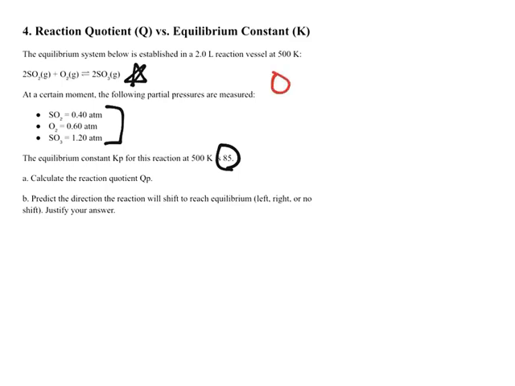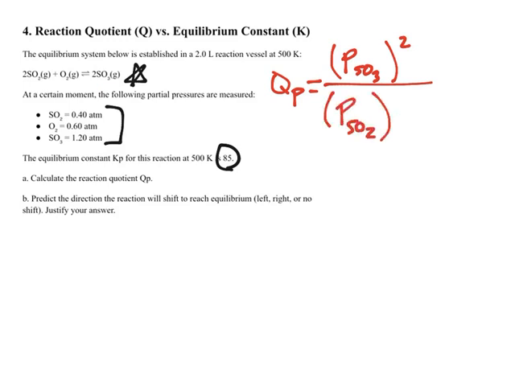So the first thing we need to do is write out our reaction quotient expression. Since they're all gases, we'll use pressures. The pressure of SO3 will be squared due to the coefficient of 2 out front, divided by the pressure of SO2 squared times the pressure of the oxygen. And now we just need to plug in these values here. Because we're not sure we're at equilibrium, this will just represent our reaction quotient Q, in this case QP.